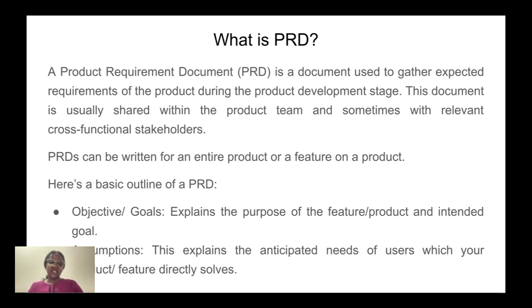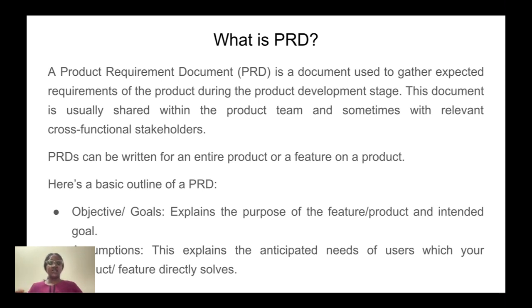Now, assumptions. This explains the anticipated needs of your users, which your product or feature directly solves. So now, what is the problem that your product is solving? Let's say you have a fintech product, and the hypothesis backing your product is that users want to be able to perform transactions without incurring transaction charges, right? Now that is your hypothesis. An assumption will look like: users are looking for a product that they can use to perform transactions without incurring transaction charges.